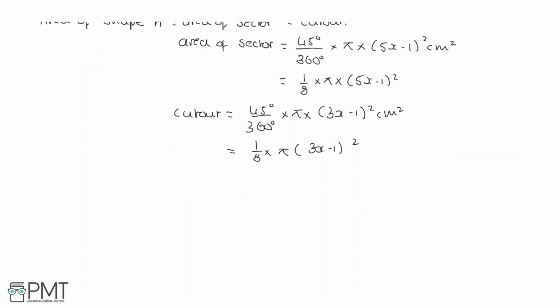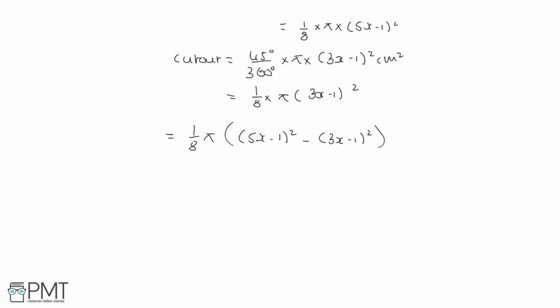So this means the area of shape A is going to be 1 over 8 pi, I'm taking it out as a factor, 5x minus 1 squared minus 3x minus 1 squared. Like that. Okay? Now, let's expand and simplify this. This will equal 1 over 8 pi times, and I'm just going to write here what we're doing, 5x minus 1 times 5x minus 1.